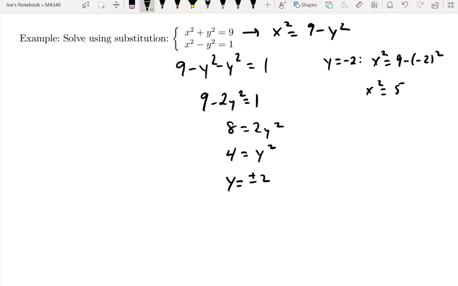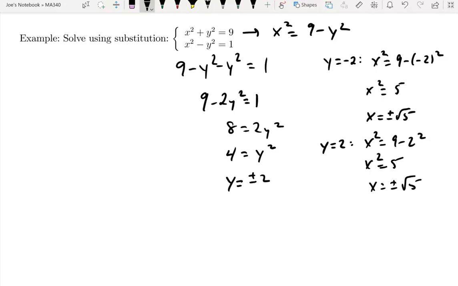Negative 2 squared will give us 4. 9 minus 4 is 5. So just like before, when we take the square root of both sides, we'll get a plus or minus square root of 5. Notice now that this one y value corresponds to 2 different x values. That's giving us 2 solutions already, right? Do the same thing for y equals 2. We get basically the same equation and the same solution, x equals plus or minus square root of 5. But again, for this other y value, we get 2 solutions.